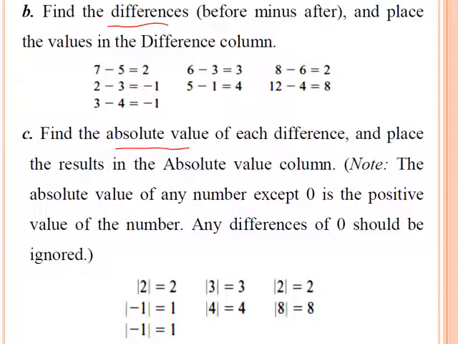The absolute value of any number except 0 is a positive number. You should take care about this point. If you have a difference of 0, we should ignore it. So the values will be as follows.